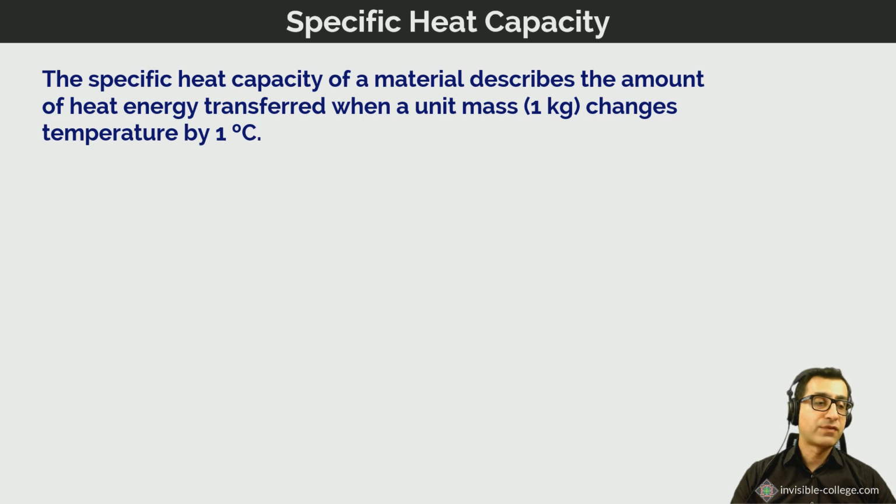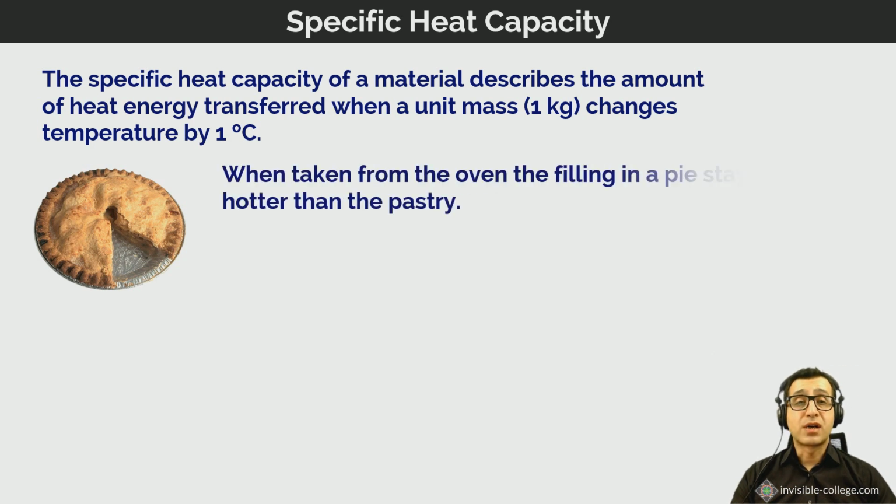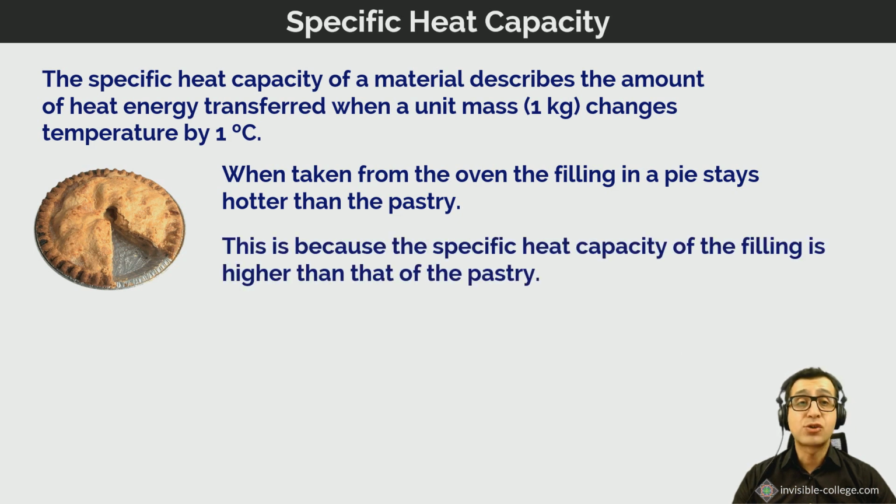So an illustration of what we mean by specific heat capacity on a very basic level is, for example, let's say you take a pie and you put it in the oven. So when you take the pie from the oven, the filling stays hotter than the pastry does. This is because the specific heat capacity of the substances in the filling is higher than the specific heat capacities of the substances in the pastry.